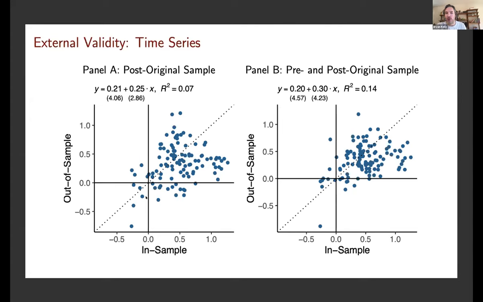You see on average, the alphas end up being about two-thirds the size. You see about a one-third attenuation in alphas in the later post-publication sample relative to the in-sample. But that's exactly what the Bayesian would expect qualitatively, right? That's coming from the conservative prior.